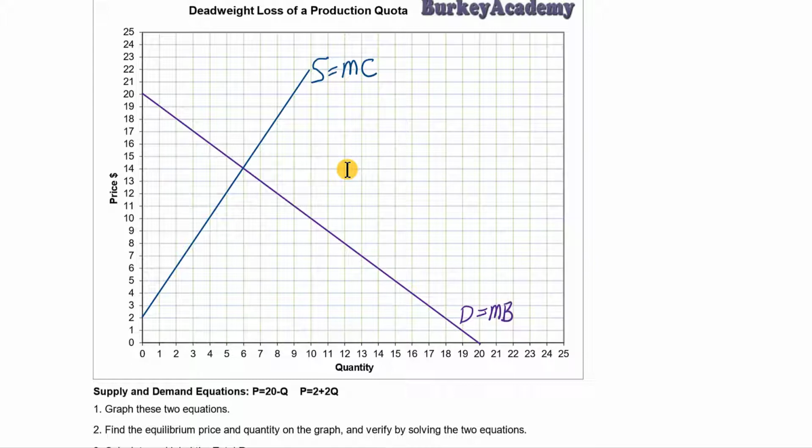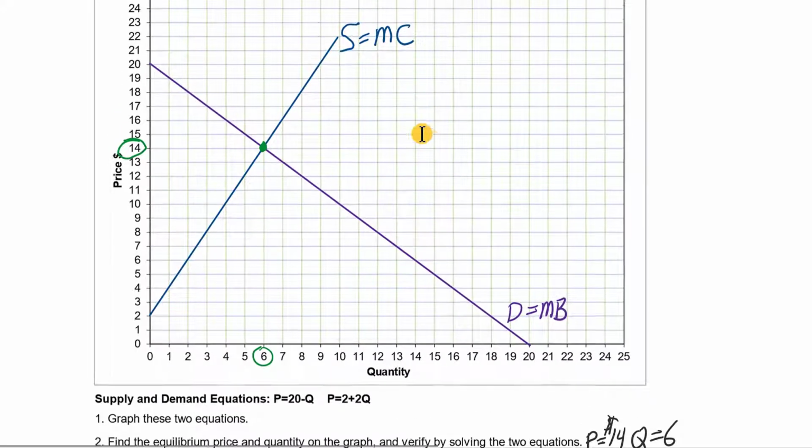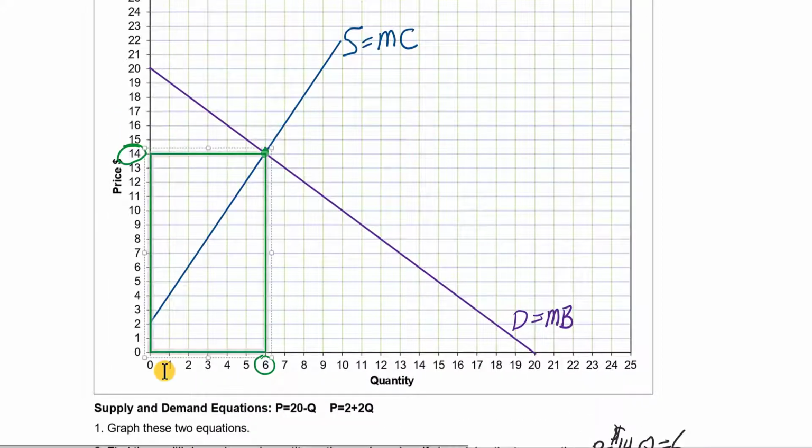How much would people be willing to pay, or what's the most people would be willing to pay for each additional unit that they might purchase. And we see here the equilibrium looks like it's a price of $14 and a quantity of 6 units. So let's calculate the total revenue and the consumer surplus and everything else we might be interested in. So total revenue, price times quantity, represented by this green rectangle here. So 6 times 14, $84.